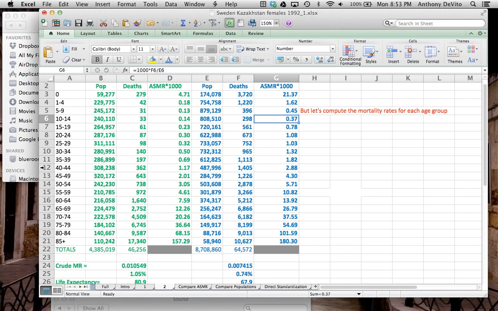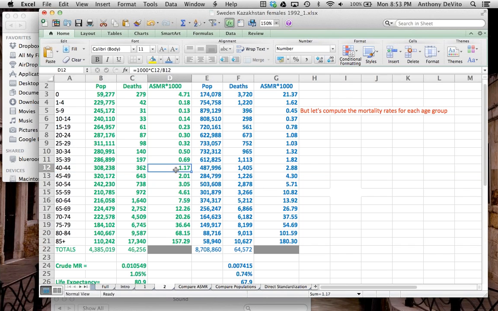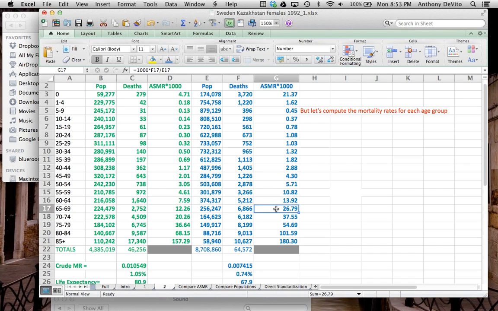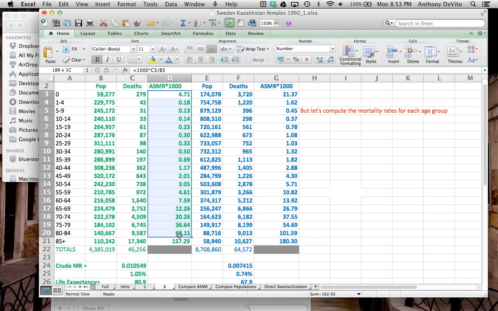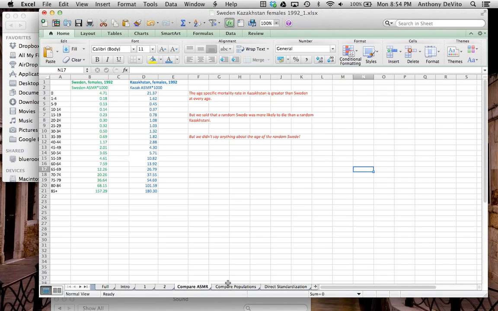Well, how about among 40-year-olds, 40 to 44? For Sweden, it was 1.17. For Kazakhstan, it was 2.8. For 65, it was 12, 26. For every age group, the rate of death was higher in Kazakhstan than it was in Sweden. And yet, we still got a crude mortality rate that was higher in Sweden than it was in Kazakhstan. Well, why is this occurring?